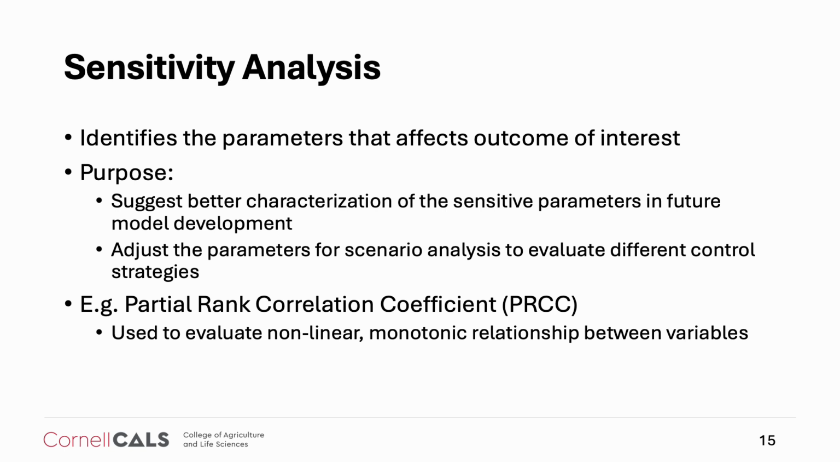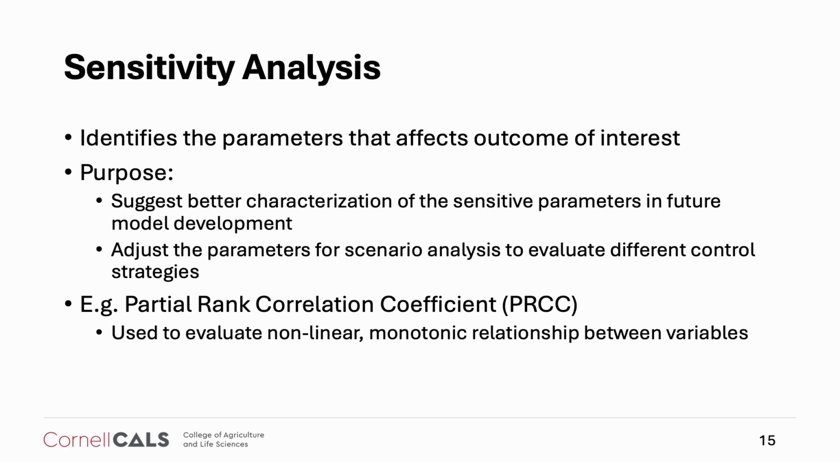Although there are different types of sensitivity analysis methods that can be used, in this lecture, we'll be going over partial rank correlation coefficient, also known as PRCC method. So this method is used to evaluate nonlinear monotonic relationship between variables. Overall, conducting sensitivity analysis can help identify high-risk factors and suggest better characterization of sensitive parameters in future model development. And it can also allow the modelers to adjust the parameters for what-if scenario analysis later to evaluate different control strategies.